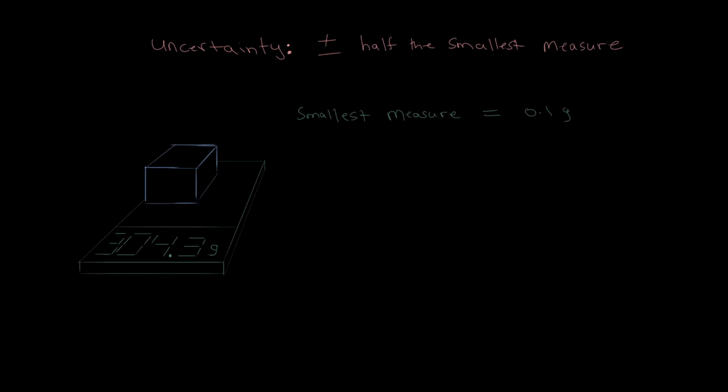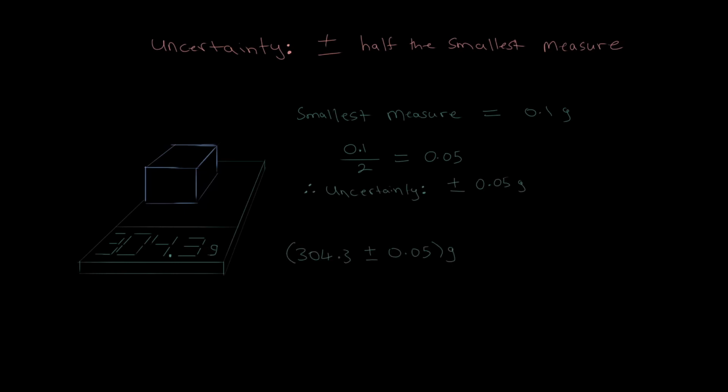So how do we express uncertainty then? Well, this is how you do it. As a general rule, the uncertainty is plus or minus half the smallest measure. In other words, half the smallest possible reading the scale can give us that isn't 0. In this case, the smallest possible non-zero reading that this scale can give us is 0.1. Half of 0.1 is 0.05. Therefore, our uncertainty in this case is plus or minus 0.05.